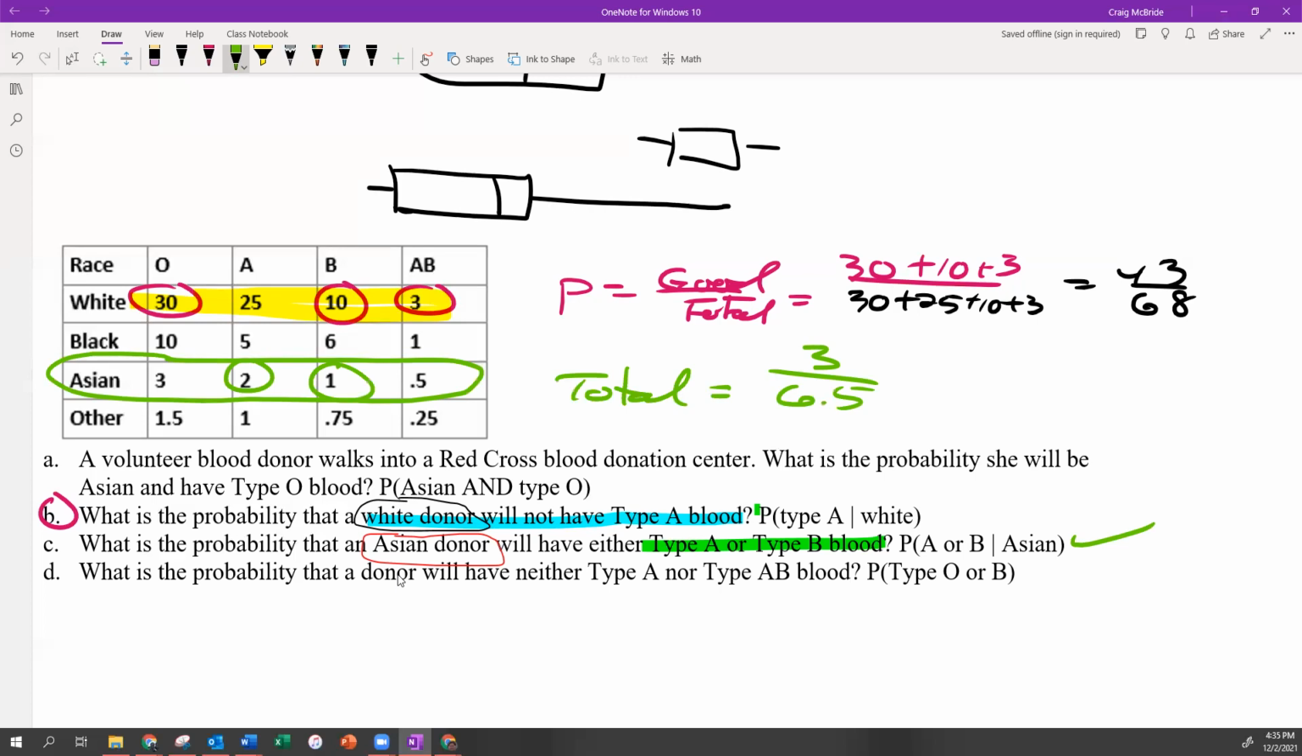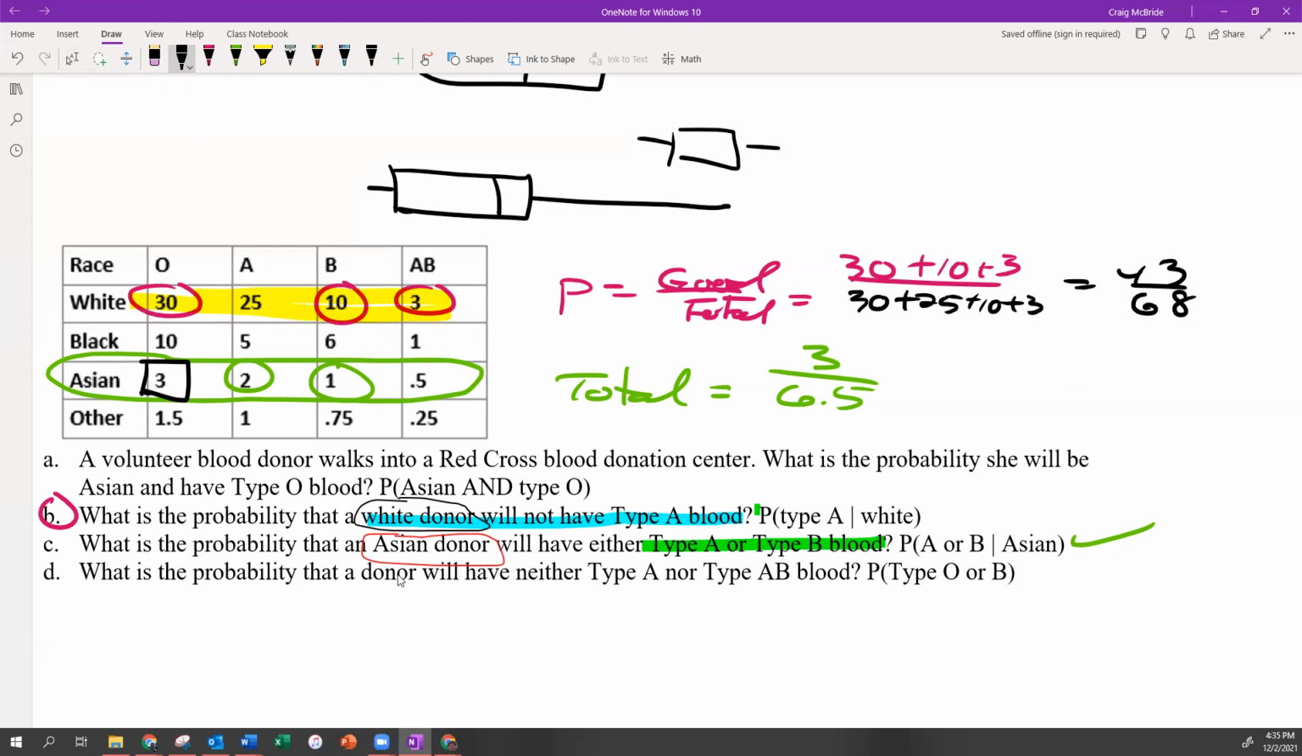So those are given conditions, right? If we wanted to do the simple ones, being Asian and type O, that's easy. That's just 3 out of all of these numbers put together. And I think if I did this right, they all add up to 100. So it would just be 3%.